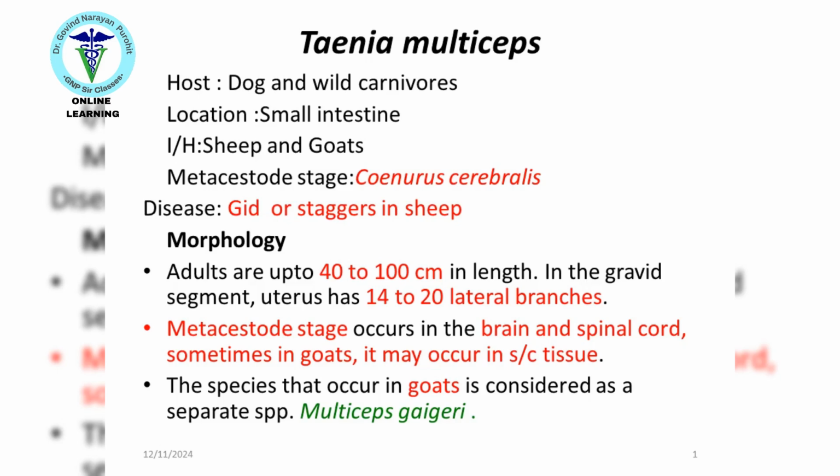Taenia multiceps is a parasite that primarily affects dogs and wild carnivores, residing in the small intestine. It also infects sheep and goats, causing a disease known as gid or staggers in sheep. The metacestode stage, Coenurus cerebralis, affects the brain and spinal cord, leading to severe symptoms.